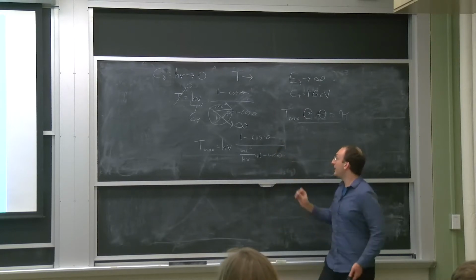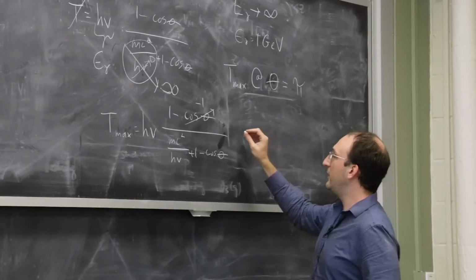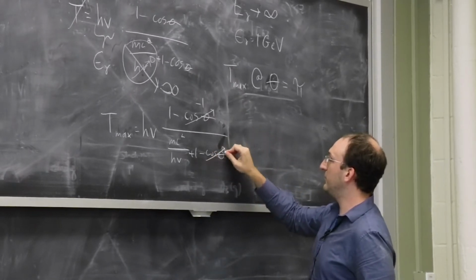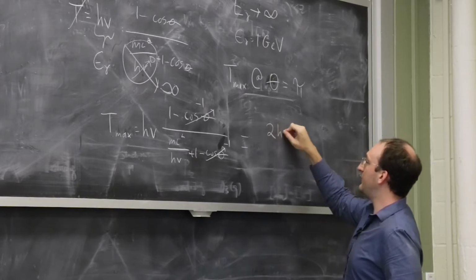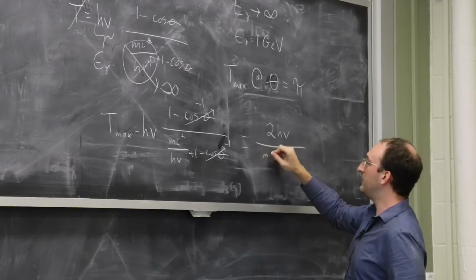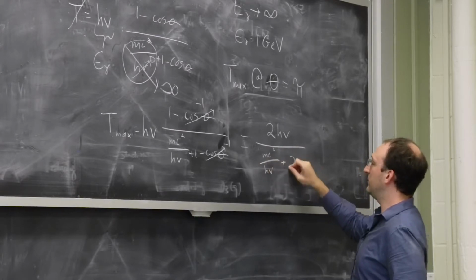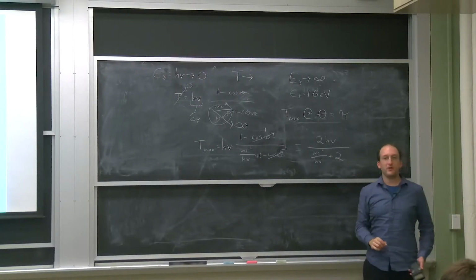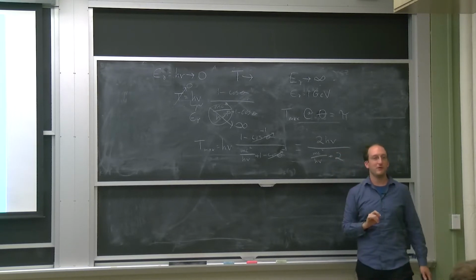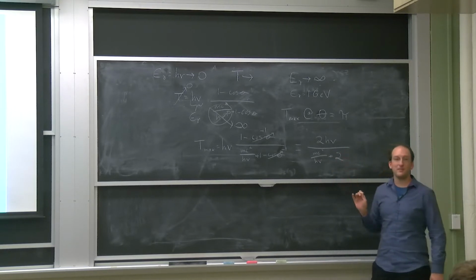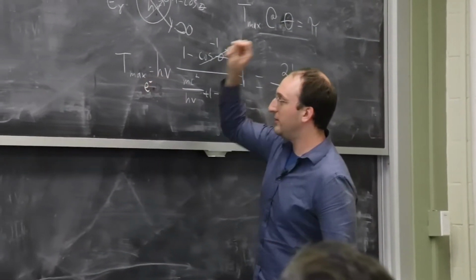At theta equals pi, cosine theta goes to minus 1. And so then that also goes to minus 1. And so this becomes 2h nu over mc squared over h nu plus 2. And so without worrying about the numerator, especially in the limit of very high energy photons, you can see that that actually maximizes the recoil energy of the electron.